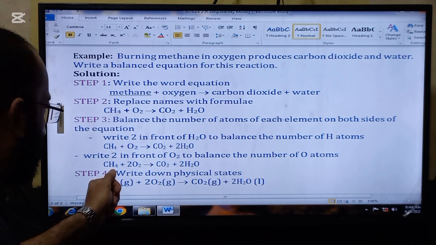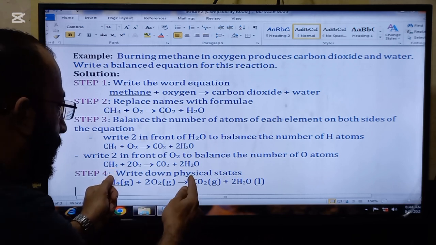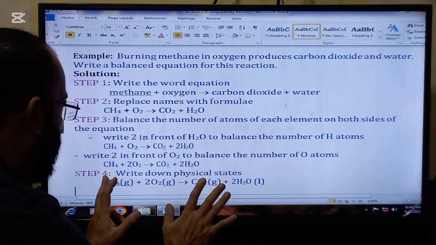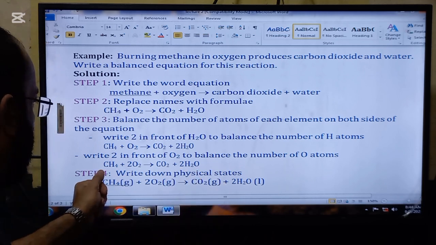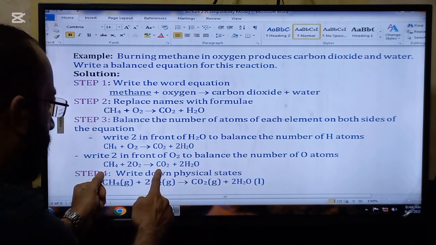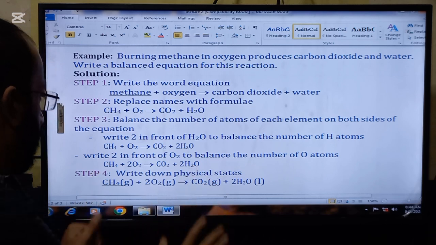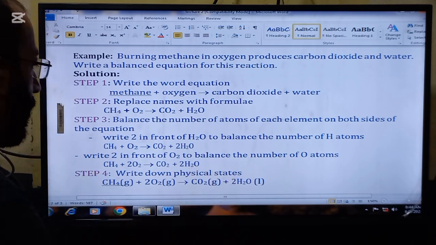Hydrogen atoms are 4 on the left side, and on the right hand side we have 4 hydrogen atoms, these are also balanced. Carbon atom is 1 and carbon atom is 1 on the right hand side as well. So the equation is balanced now.